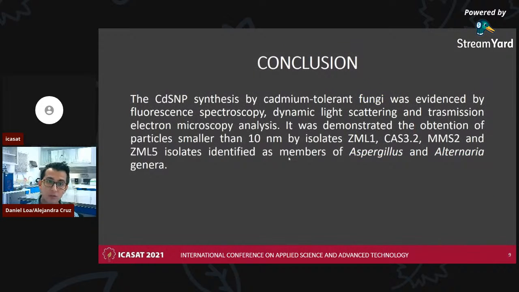And as a conclusion, the cadmium sulfide nanoparticle synthesis by cadmium-tolerant fungi was evidenced by fluorescence spectroscopy, dynamic light scattering, and transmission electron microscopy analysis. This demonstrates that the obtention of particles smaller than 10 nanometers by these isolates corresponds to the Aspergillus genus, whereas the final isolate corresponds to the Alternaria genus.